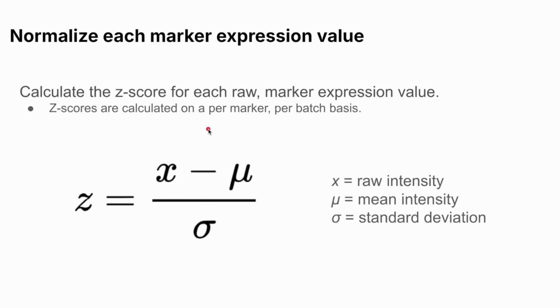And now we normalize each marker expression value. So we calculate what's called a z-score for each raw marker expression value. This is calculated on a per marker per batch basis. You take the raw intensity, subtract the mean intensity, and divide by the standard deviation.